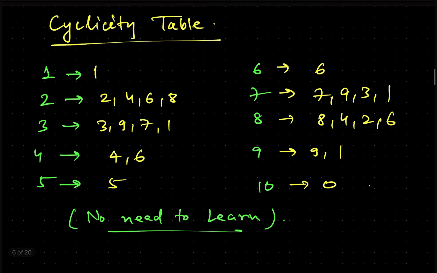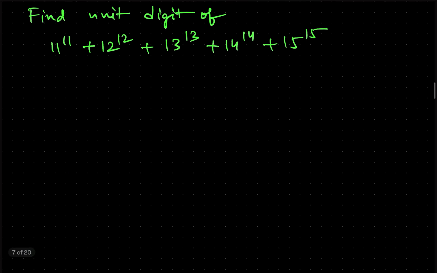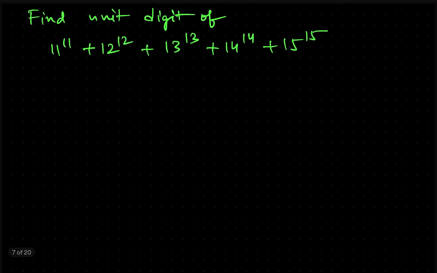So this is the cyclicity table for most of the numbers, like from 1 to 10. We don't need to learn them, because in a question we will anyhow have sufficient time to see the last digit. So this is the question that I will try to solve, and it will clear most of your concepts. So let's see how to deal with such questions.